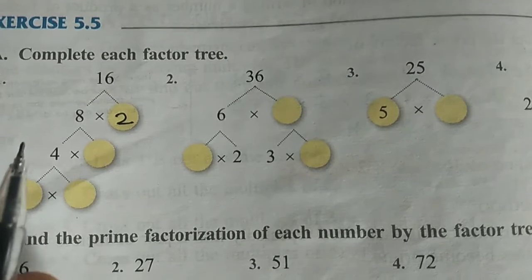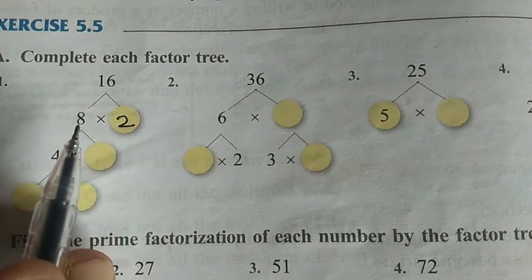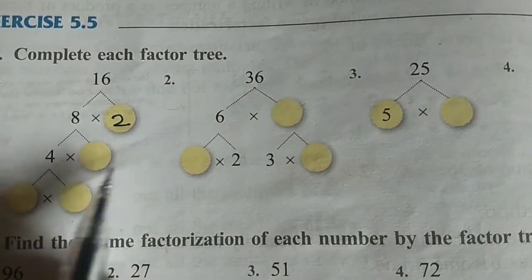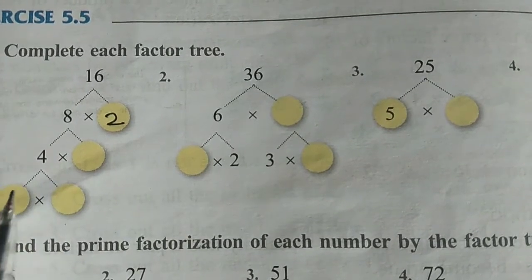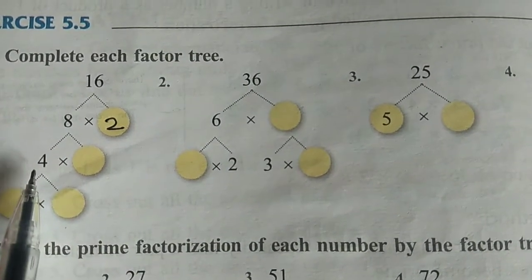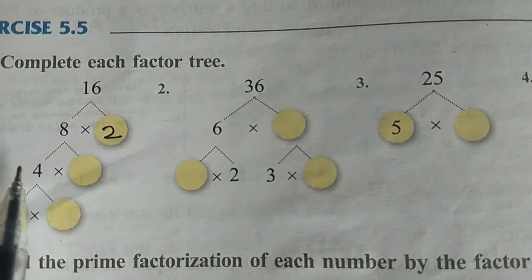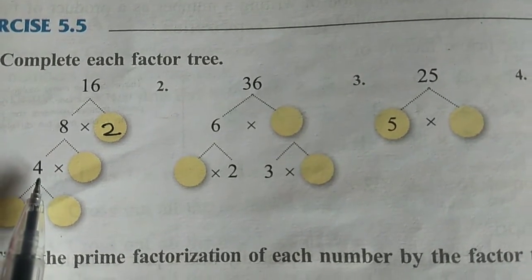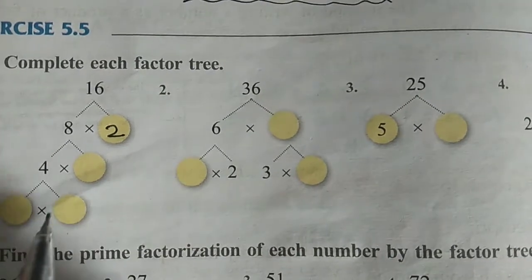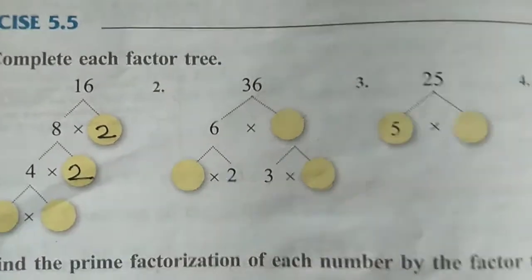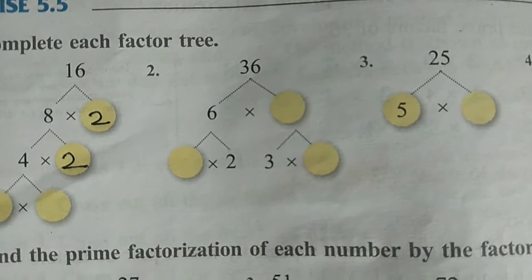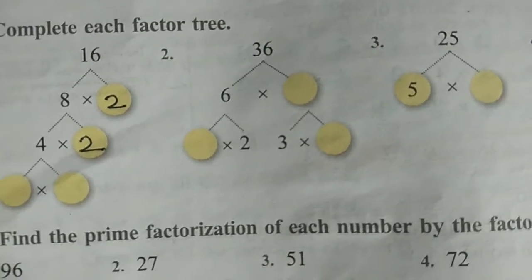Now see, 8 is given, and they have split it into factors. This is called a factor tree. Here they have given 4. If you say the 4 table, in what table does 8 come, children? 4 1s are 4, 4 2s are 8, again 2, again 2. These are all prime numbers. Only prime numbers should come here.